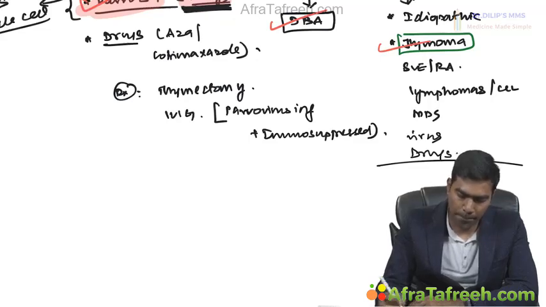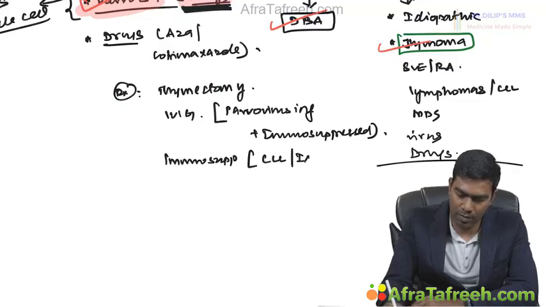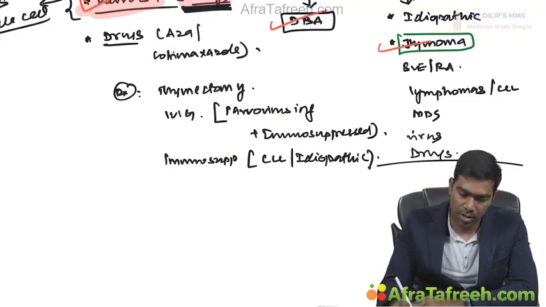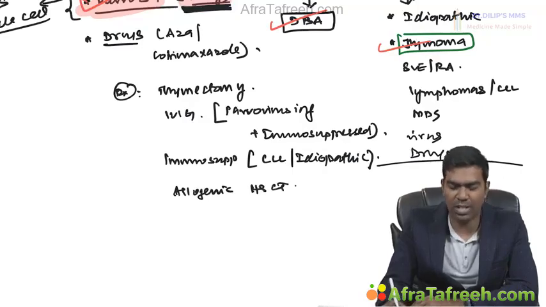Then you can go for immunosuppression or chemotherapy, provided the patient is having CLL or an idiopathic pure red cell aplasia. In both these conditions, immunosuppression really works. And finally, you can go for allogeneic hematopoietic stem cell transplant. And supportive transfusions you can do. If there's severe anemia, you are going to transfuse anyway.